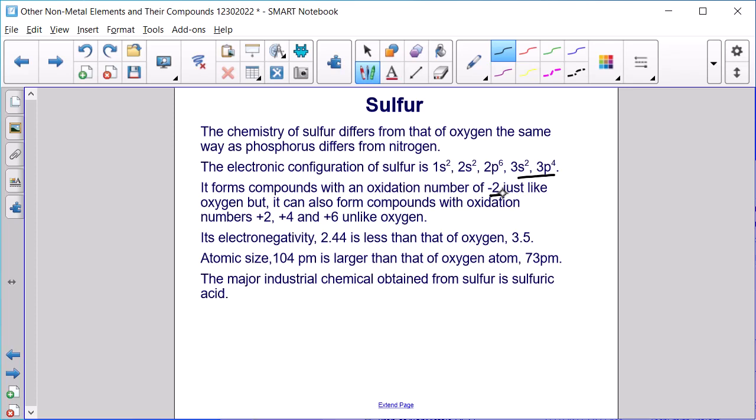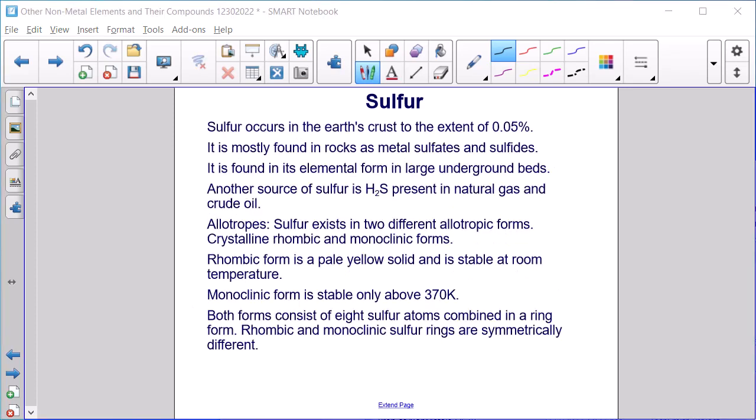Its electronegativity, 2.44, is less than that of oxygen at 3.5. Atomic size at 104 picometers is larger than that of oxygen at 73. The major industrial chemical obtained from sulfur is sulfuric acid.